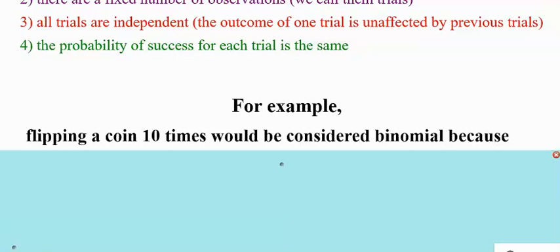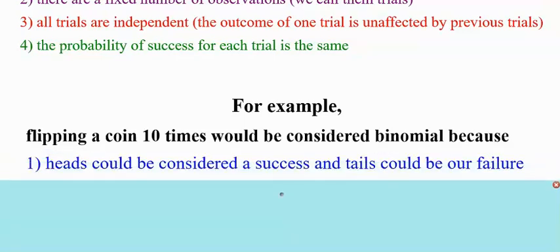As you can read up here, it says yes, flipping a coin would be considered binomial. Let's see why. For one, if we get heads, that could be considered success and tails could be considered failure. Or we can flip it around and say tails is success and heads is failure. It still has 2 different outcomes. So 2 outcomes, it's binomial.